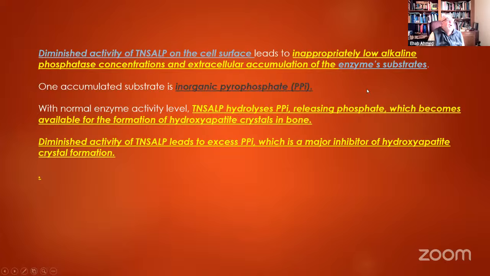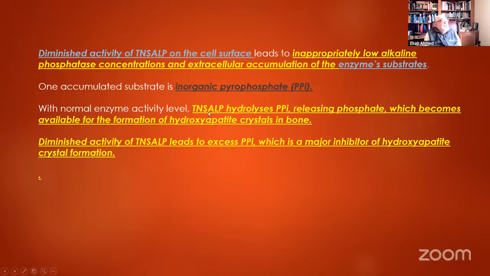And one of the diagnoses, the laboratory diagnosis, is to look for the accumulation of the enzymatic substrates, because alkaline phosphatase works on the metabolism of B6. So if it is deficient, the substrates in the vitamin B6 metabolism will be high, which is inorganic pyrophosphate. This is one of the clues for the diagnosis.